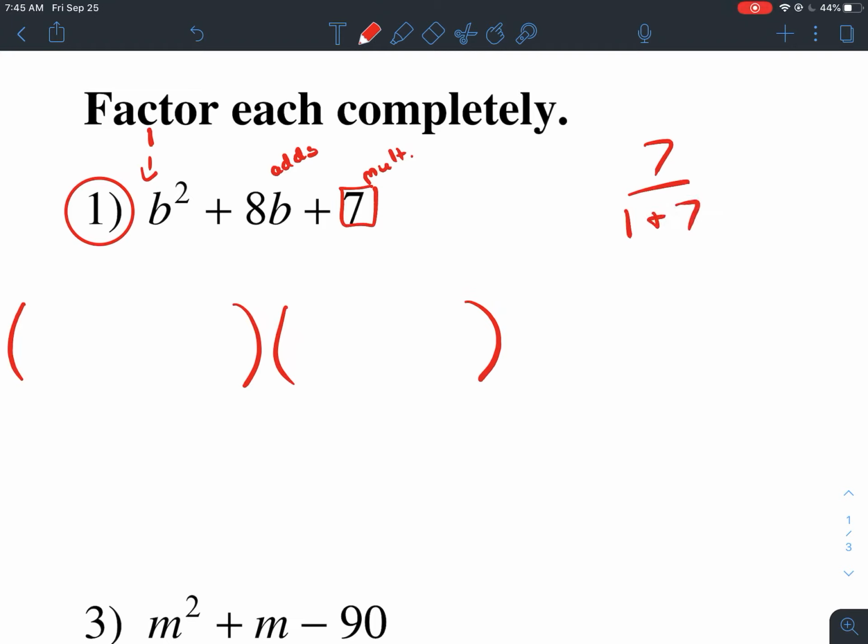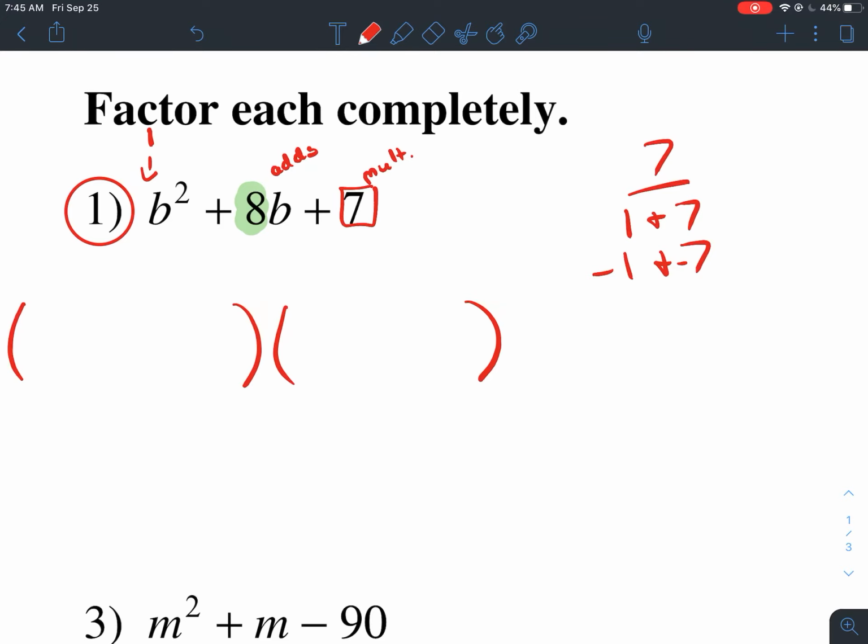So what we're going to do is take the 7 and write out all of the factors of positive 7. So we could have 1 and 7, and we could also have negative 1 and negative 7, right? There actually aren't a lot of factors of 7. It's a prime number, so the only way you can break it down is 1 and 7.